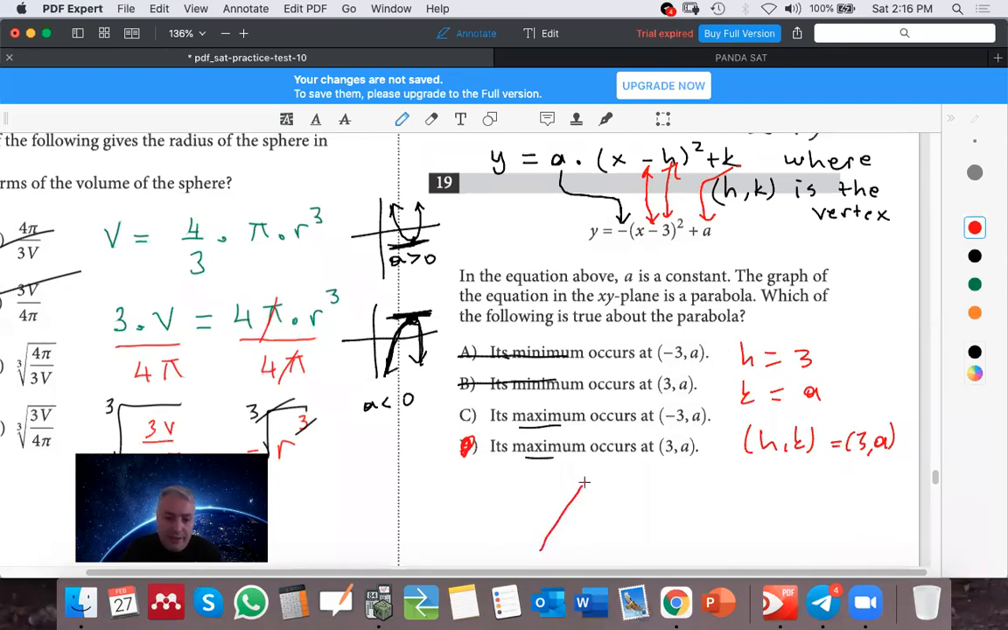So increasing, and going down, decrease. So at the point when x is 3 and when y is a, this is the answer of the question.